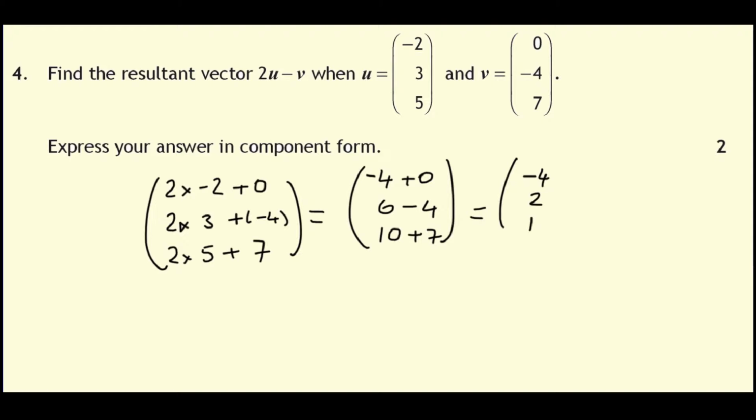Marks wise for this one, you get a mark for showing you knew to multiply the 2 to the u and then take away the v. And then you get a mark for getting the correct final answer. That's minus 4, 2 and 17. It is important that you do leave it in component format and do not turn it back into a coordinate.